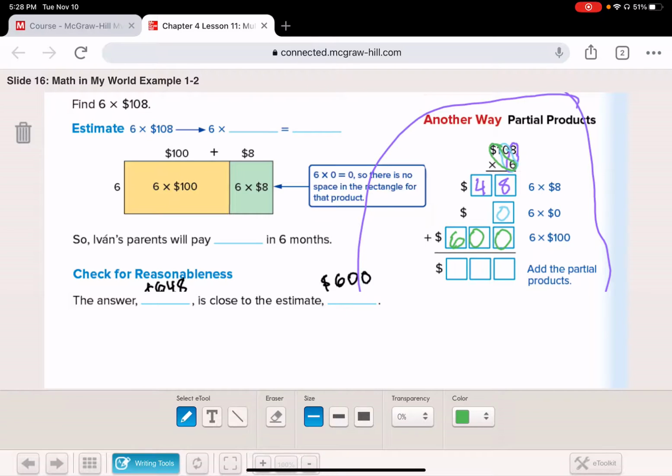100 times 6 is 600. So I wrote that on the bottom right here. And now all I have to do is add these up. 8 plus 0 plus 0 is 8. 4 plus nothing plus 0 is 4. And 6 plus nothing is 6.